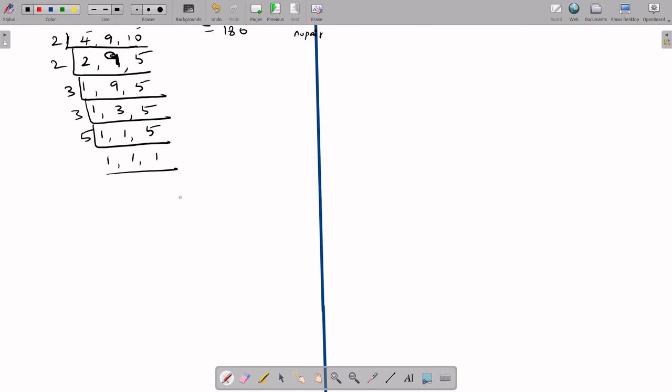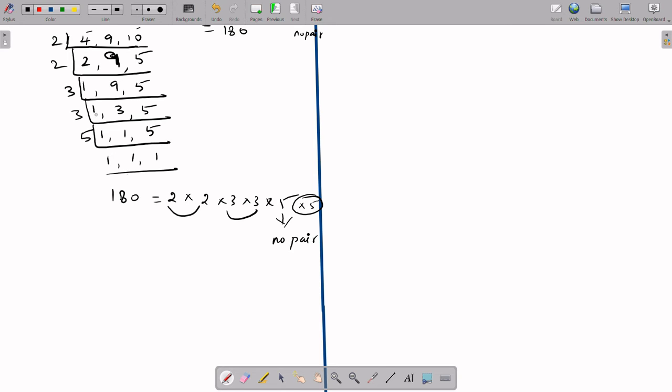180, how will you write 180? 180 can be written as 2 into 2 into 3 into 3 into 5. And here you have to combine these pairs, and 5 has no pair, because we have to find out the smallest square number that is divisible by these three numbers. When you multiply this number by 5, then your condition is satisfied.